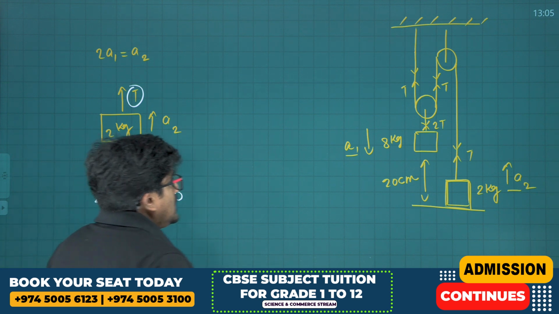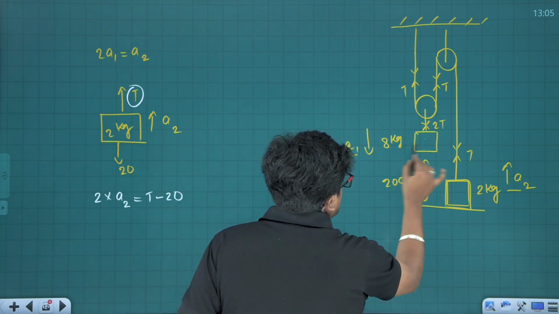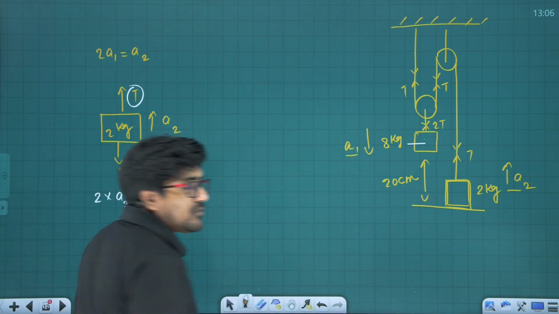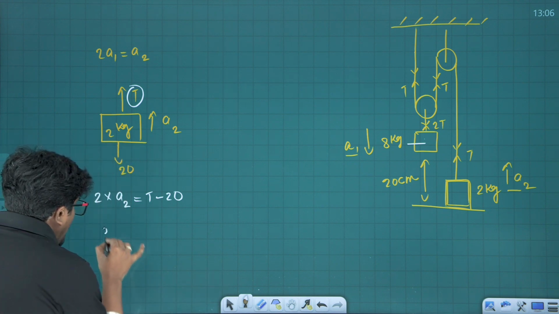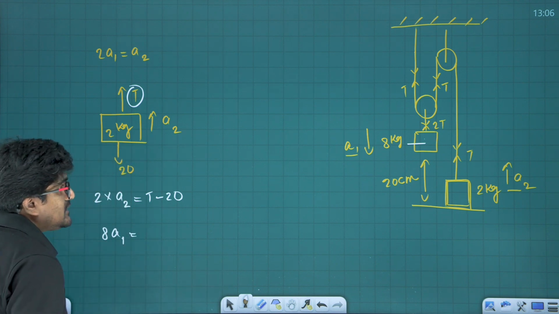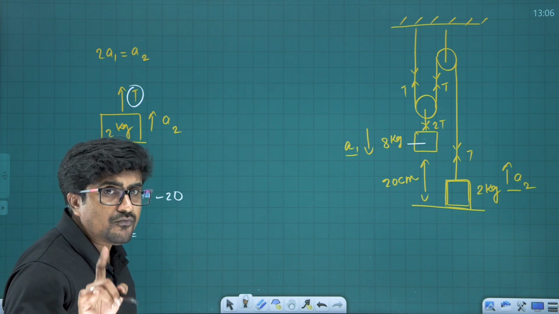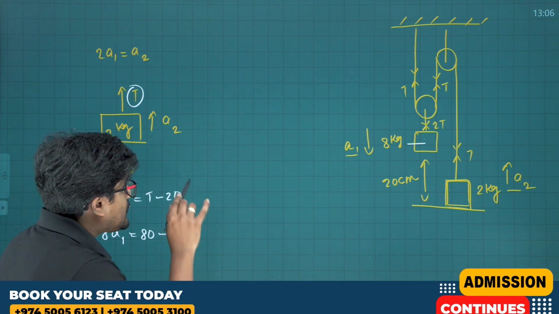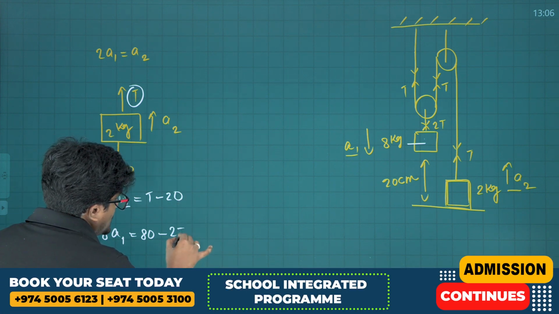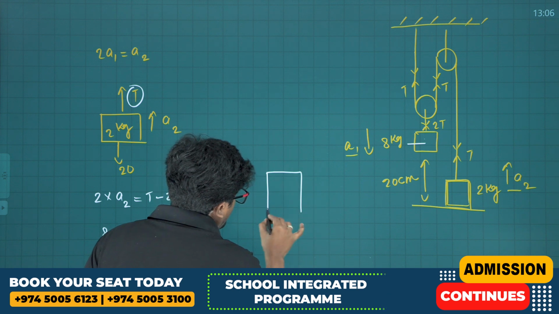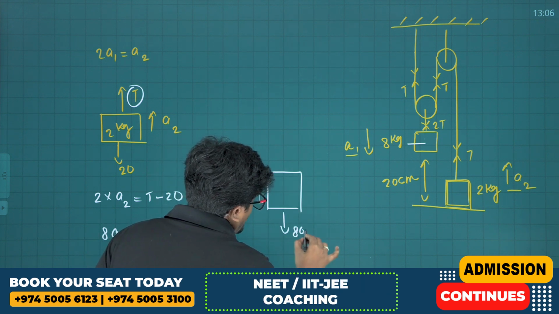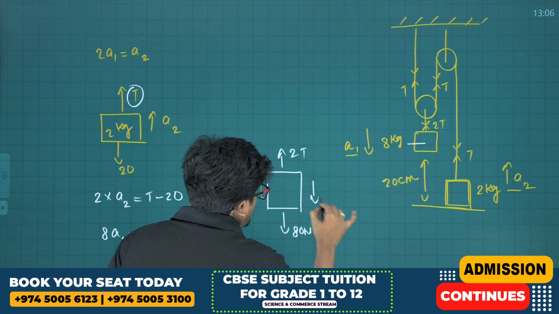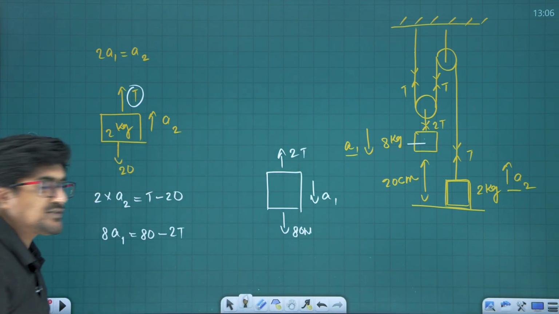Alright, yes. Now if I consider the motion of the second mass, the 8 kg mass, it is coming down with an acceleration of A1. So 8 into A1 is equal to the downward force, which is the weight of the 8 kg mass, that is 80 Newton, minus the force acting in the upward direction, 2 times T. So here this is the free body diagram: 80 Newton is acting downward, 2 times T is acting upward, and the mass is coming down with an acceleration of A1. That is the equation.